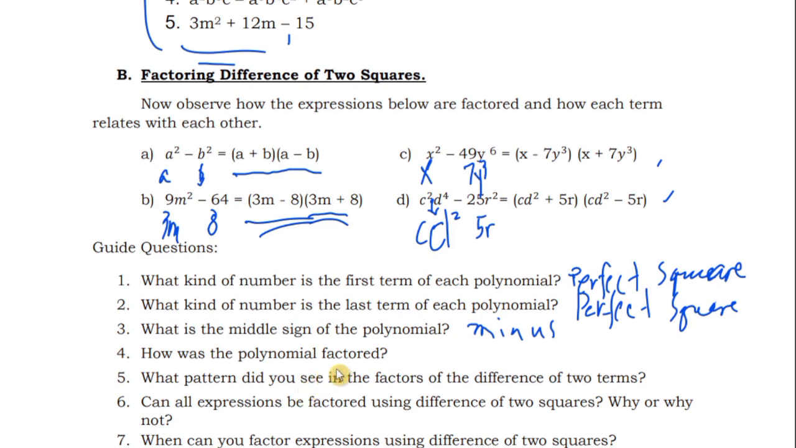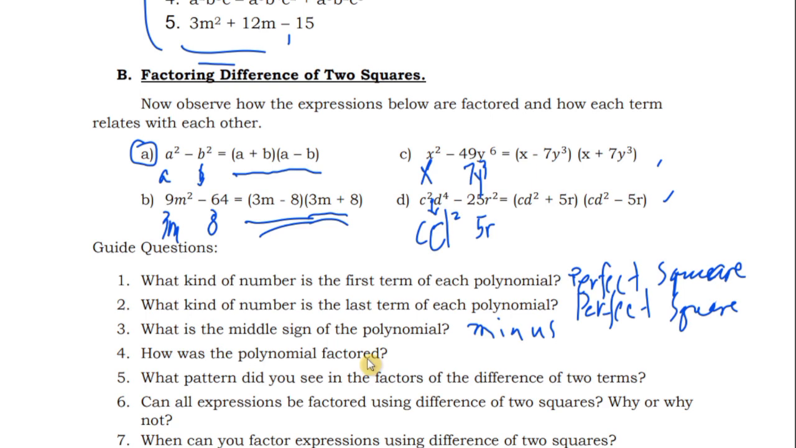How was the polynomial factored? Through the use of where can we get the perfect square? So, what pattern did you see in the factors of the difference of two squares? The pattern is same as letter A. The perfect square of a certain expression, of a certain term.